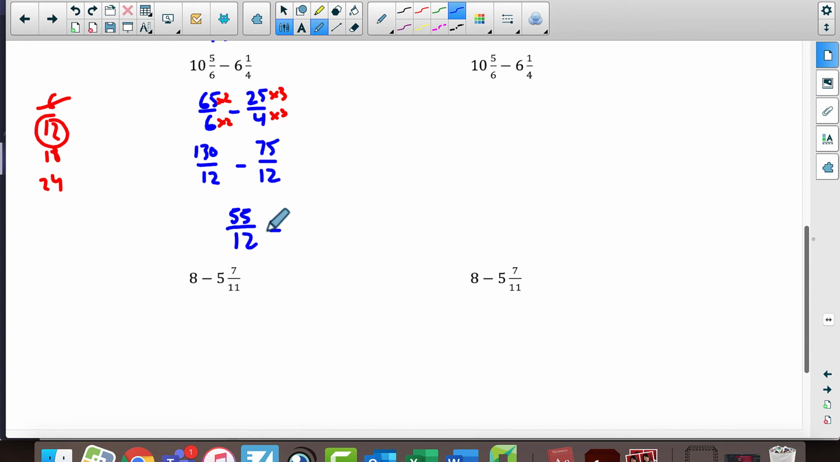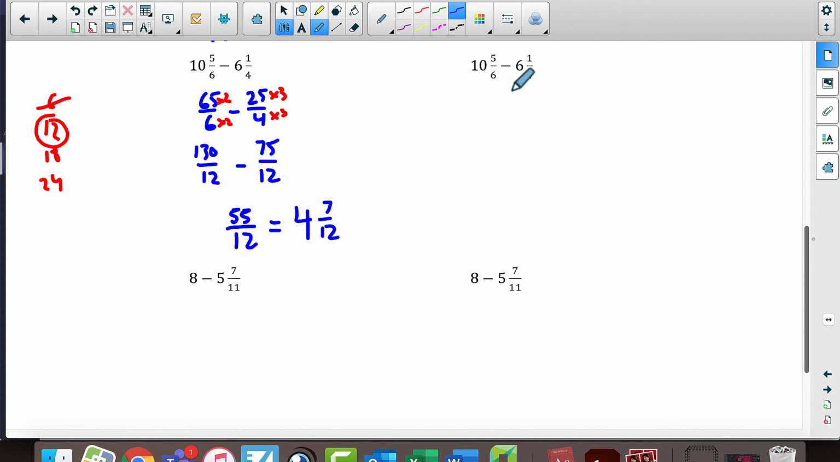It'll sometimes make it easier to see if it's in lowest terms if you make it mixed. How many times does 12 go into 55? 4 times. That gets you up to 48. You need 7 more. And yeah, 7's prime. There's nothing that goes into 7 except 1 and 7. So this is definitely the lowest terms. Either one of these answers is good.